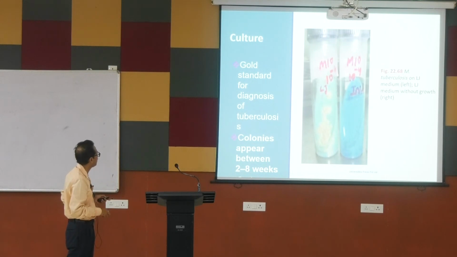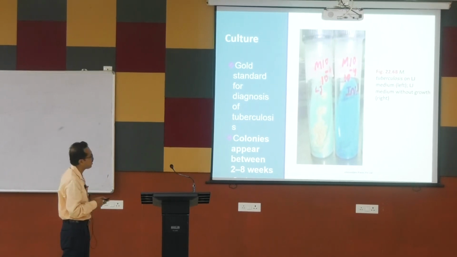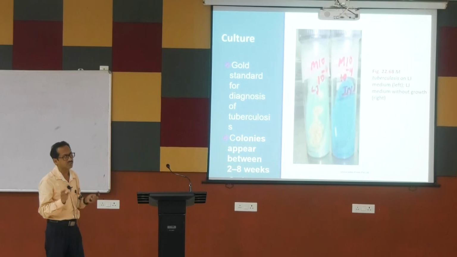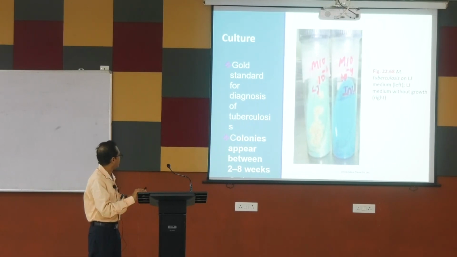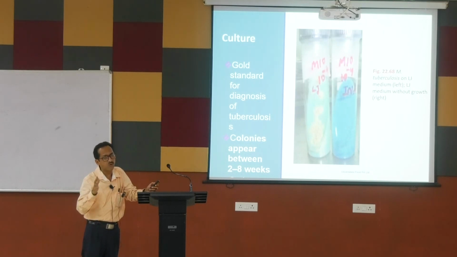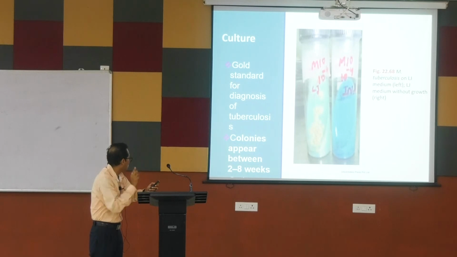This is the culture tube. Still the gold standard for diagnosis of tuberculosis is culture. What is the media used? This is Lowenstein-Jensen media. And the colonies usually appear after 2 weeks. It takes 4 to 8 weeks for the culture to grow. Usually in other bacteria, 24 hours incubation is enough. But here it takes 2 to 8 weeks.